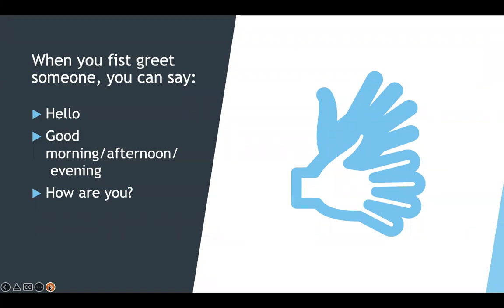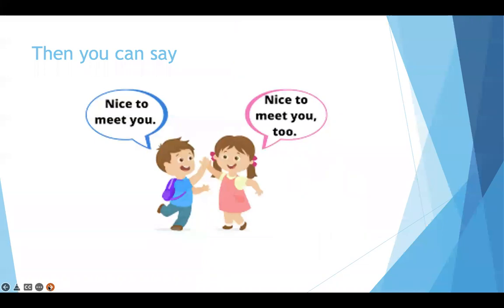All right, these are 3 things that we'll often say to each other when we greet each other in the United States. You might hear someone say, hello, good morning, good afternoon, good evening, or how are you? And after you meet someone, it is nice to say, nice to meet you. And they will generally say, nice to meet you too.